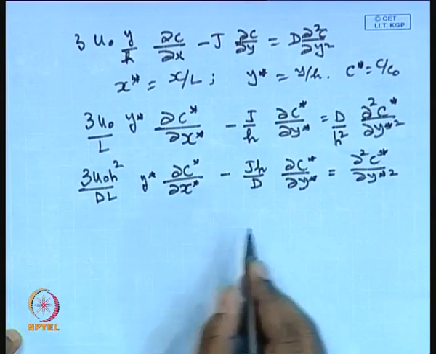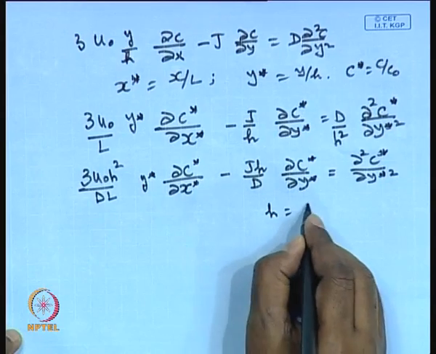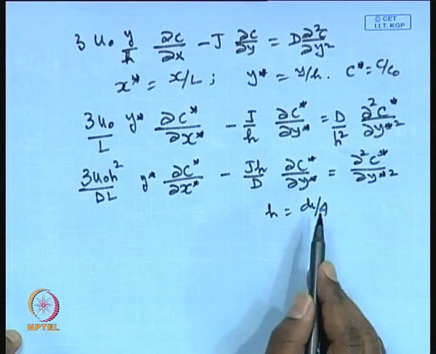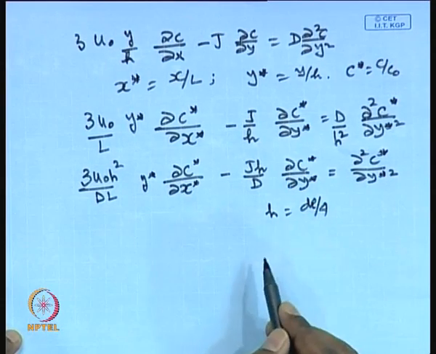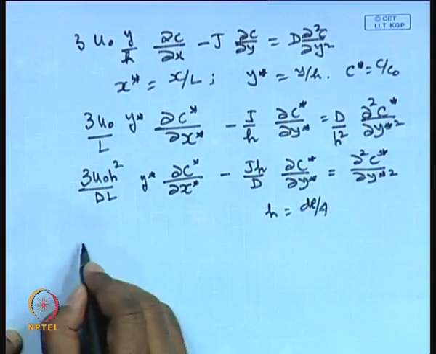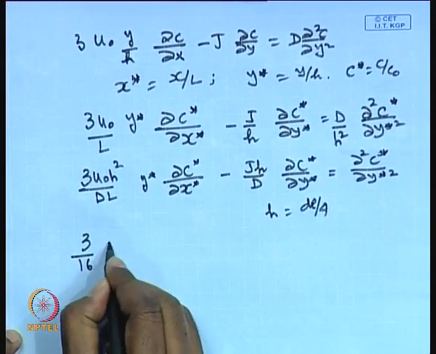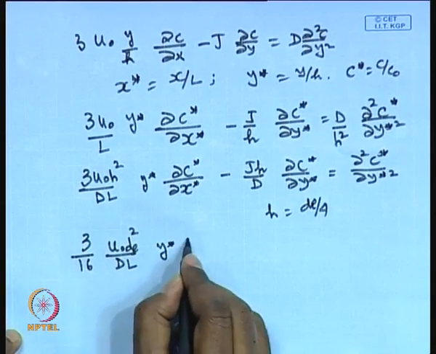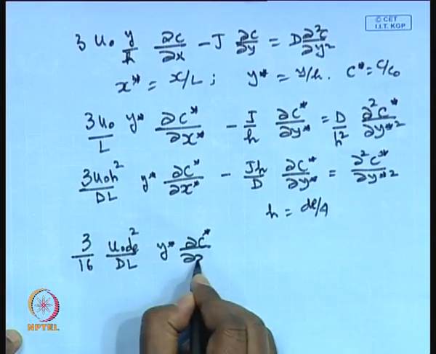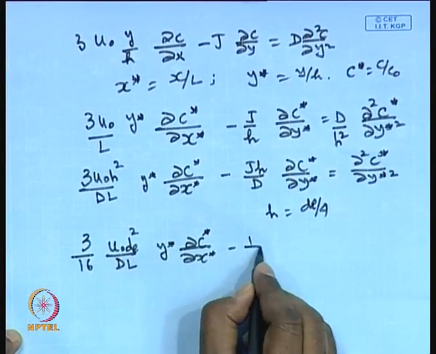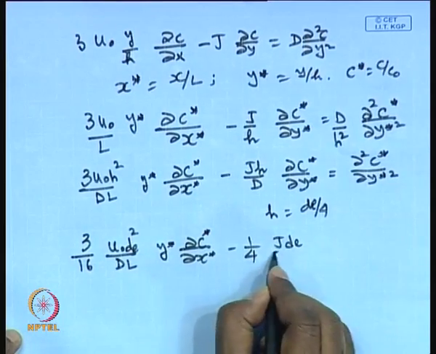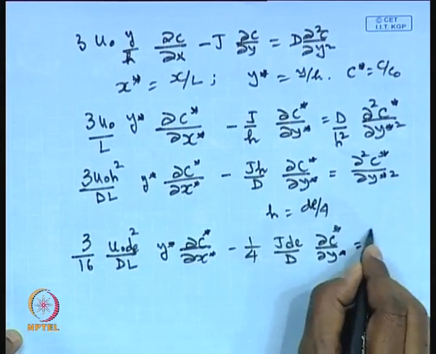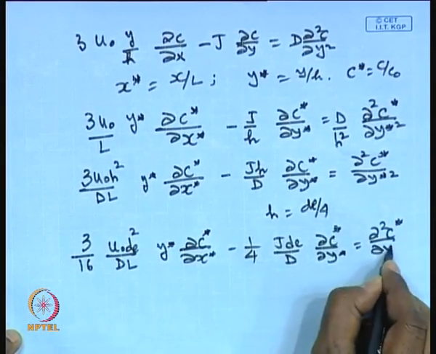Okay. Now we replace h by equivalent diameter d by 4, that we have already seen earlier, what is the definition of equivalent diameter and how it is connected to channel half height. So if you do that, this becomes 3/16 u0 d² / (D L) y* ∂c*/∂x* minus 1/4 (J d/D) ∂c*/∂y* is equal to ∂²c*/∂y*².